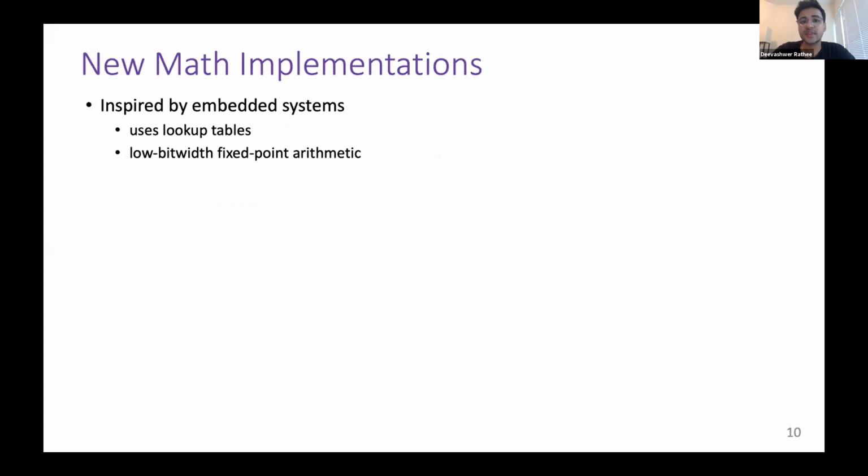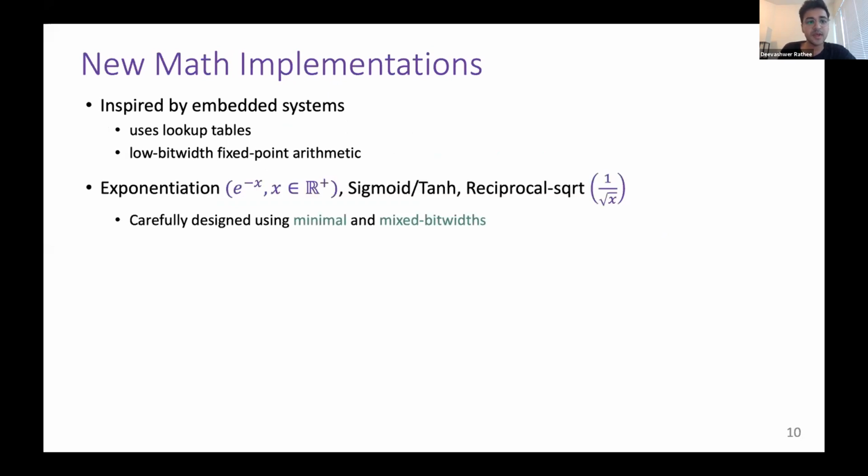Okay, so with these new improved building blocks, we design our new math implementations, which are inspired by embedded systems, in that they use lookup tables to avoid complex computations, and they use low bit width fixed point arithmetic, which is great for 2PC because of its low bit width. And we design new implementations for exponentiation, sigmoid, tanh, and reciprocal of square root, which have been carefully designed to ensure minimal bit widths, and they also use mixed bit widths.